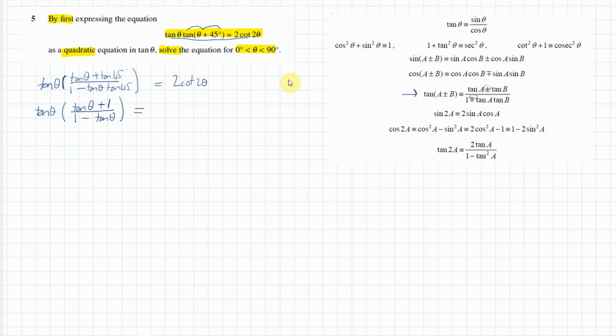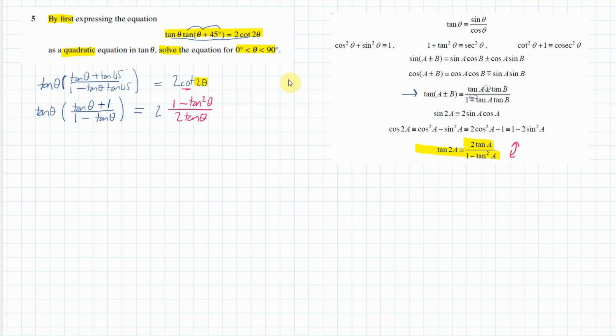Now, I've got 2 cotangent 2 theta. I hope you can see, and you should be alerted by this 2 theta here, that we've got a double angle rule, which means I'm going to use this. But because I've got a cotangent here, I'm just going to have the reciprocal of this. So it will be 2 times, and then on the top I'm going to have 1 minus tan squared theta, and on the bottom I'm going to have 2 tan theta. So that's how I did that bit there.